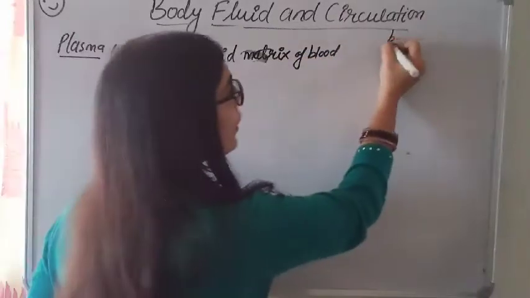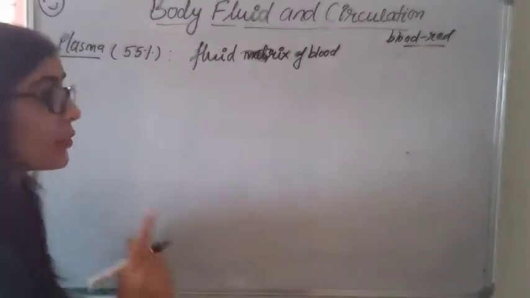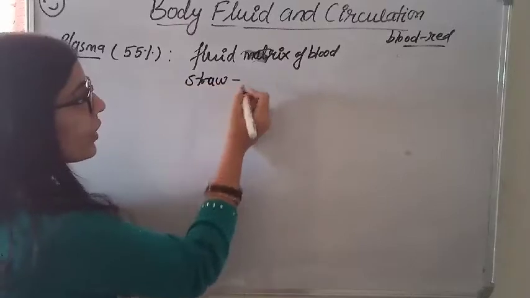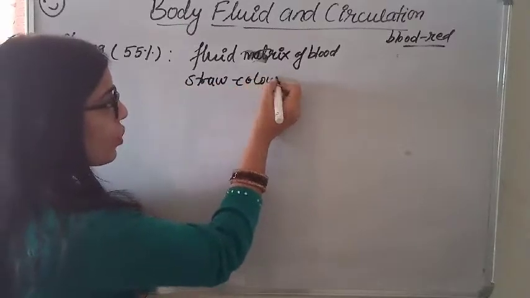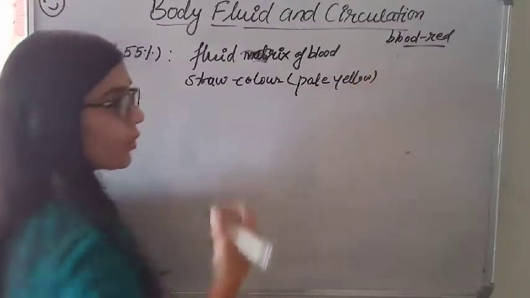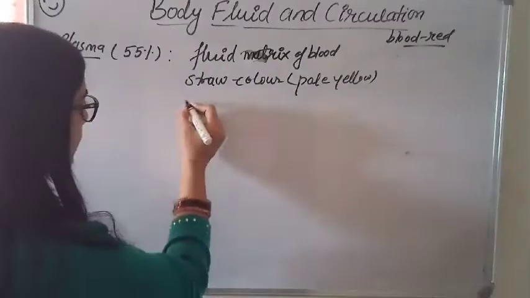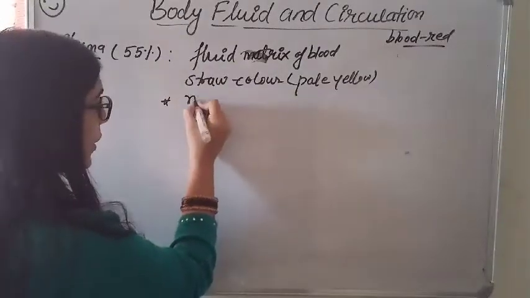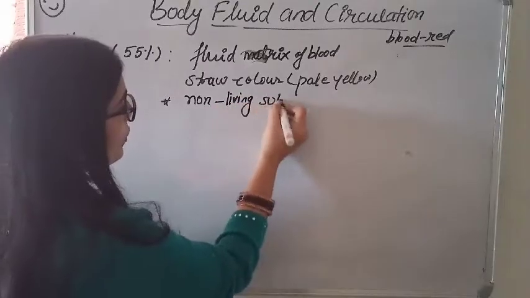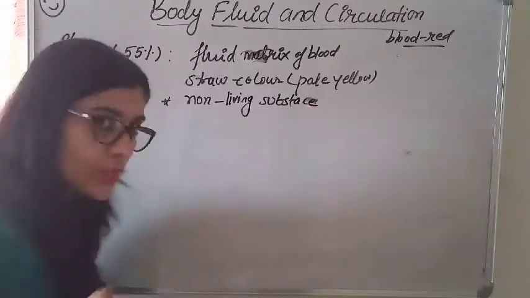No doubt the color of blood is red, but the color of plasma is straw color. Now this straw color you can consider as pale yellow. Okay, mustard pale yellow, that is the straw color. An important thing is that plasma is basically a non-living substance.